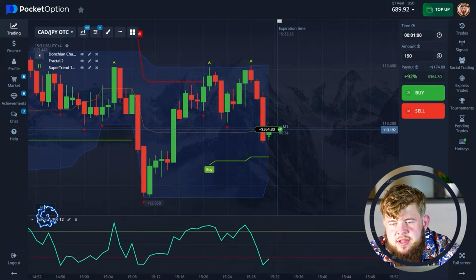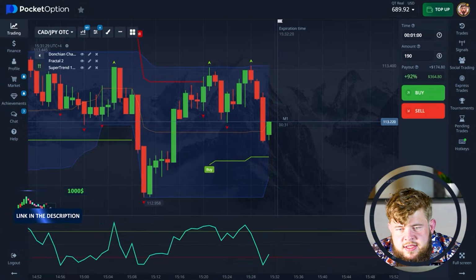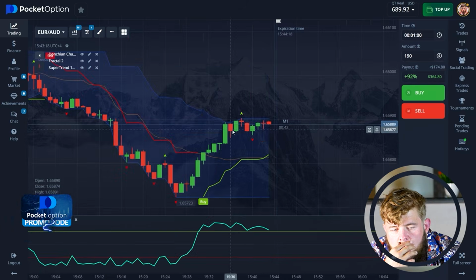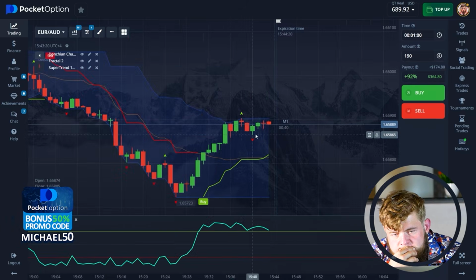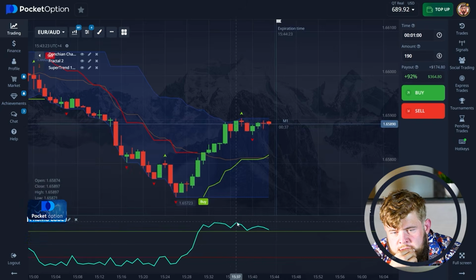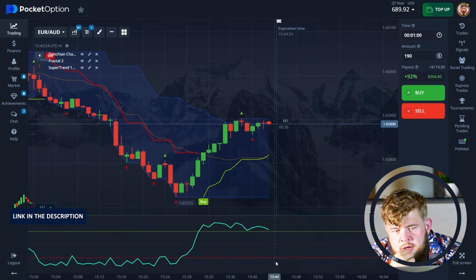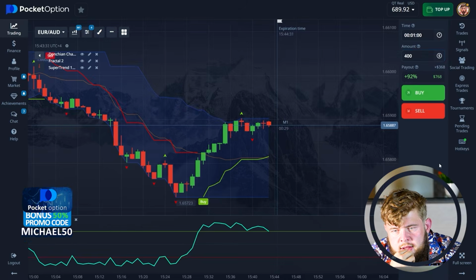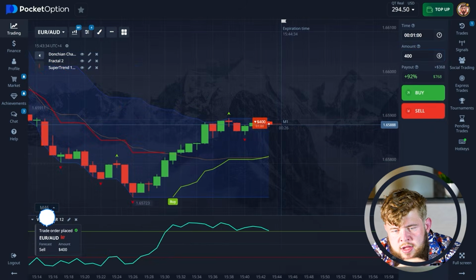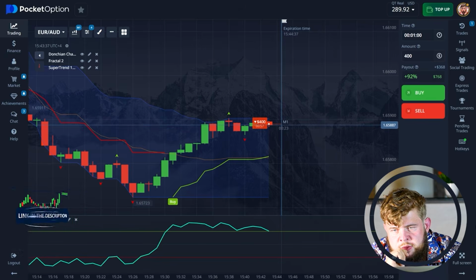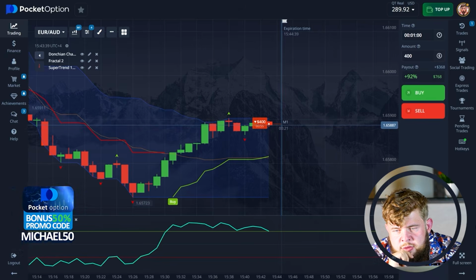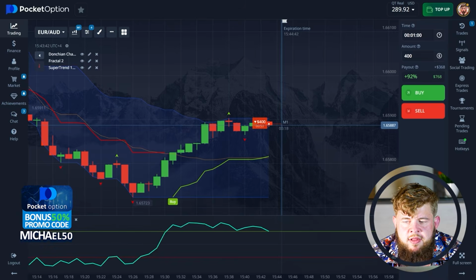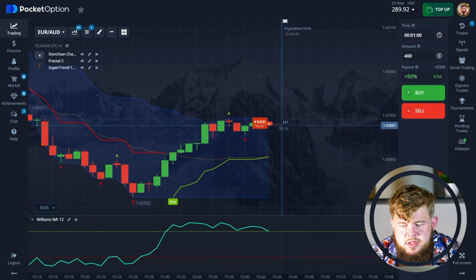Fine, so we have $689 on the account. This is really good. This is really nice, guys. Okay, so here we started receiving a very good upgoing correction. Now we're hitting the upper edge of the Bollinger Bands indicator. Let me please change our investment to $400 and open sell position. Sell position is opened. We have invested $400. We still have like $289 left in the account.